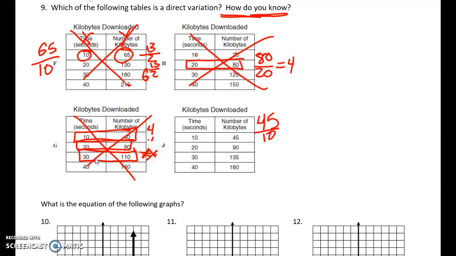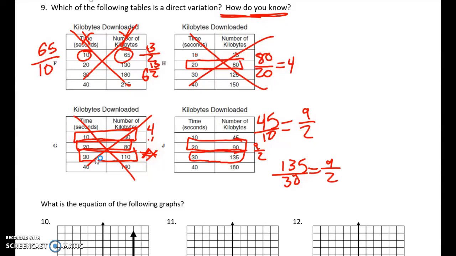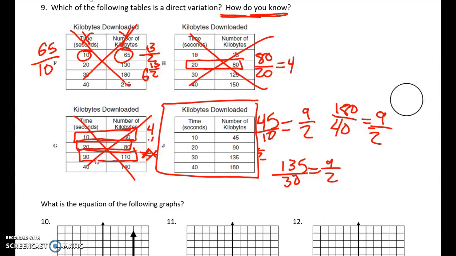45 over 10 is equal to 9 over 2. 90 over 20, I'm not going to do it in my head, that's 9 over 2. 135 over 30, type that in your calculator, 9 over 2. 180 over 40 is 9 over 2. So all of these are 9 over 2. That means J is a direct variation.